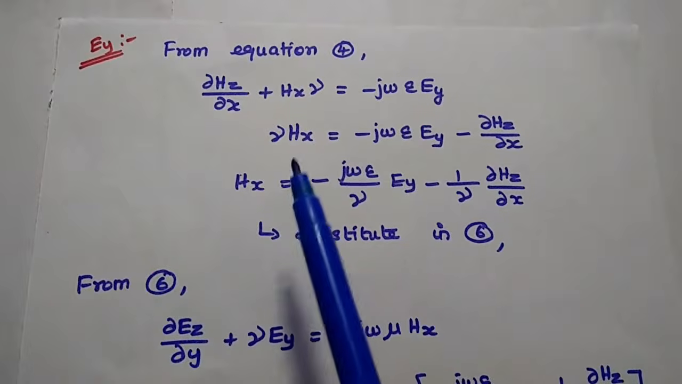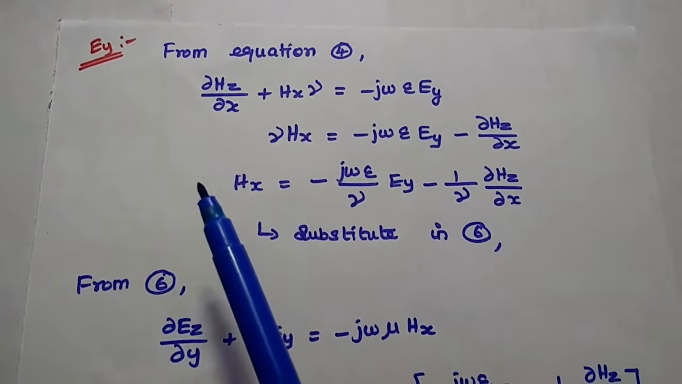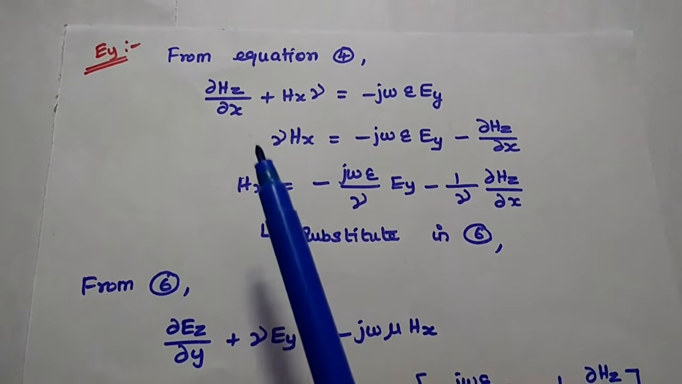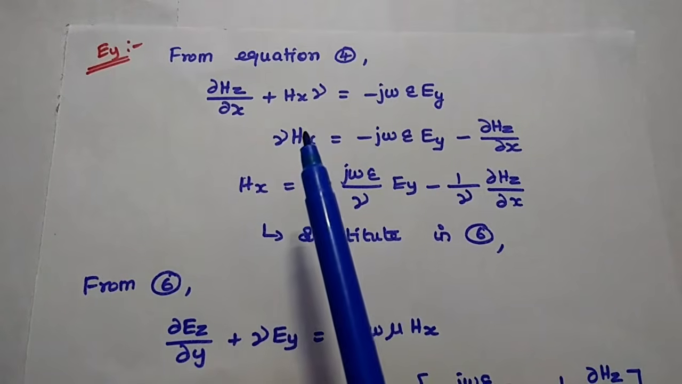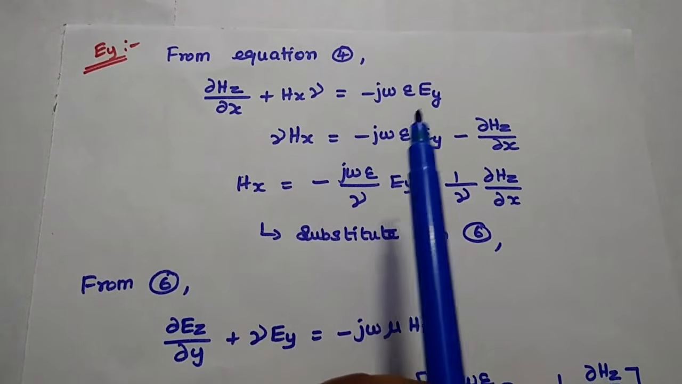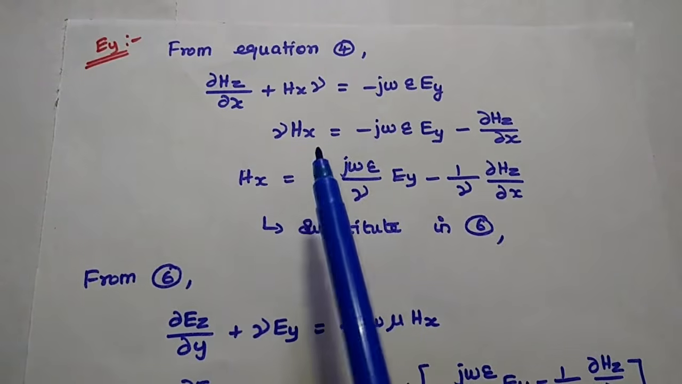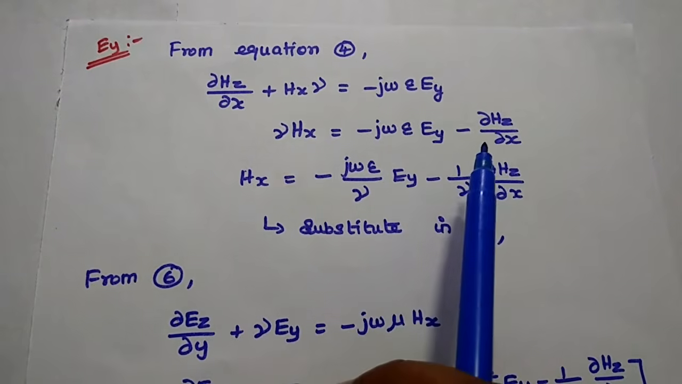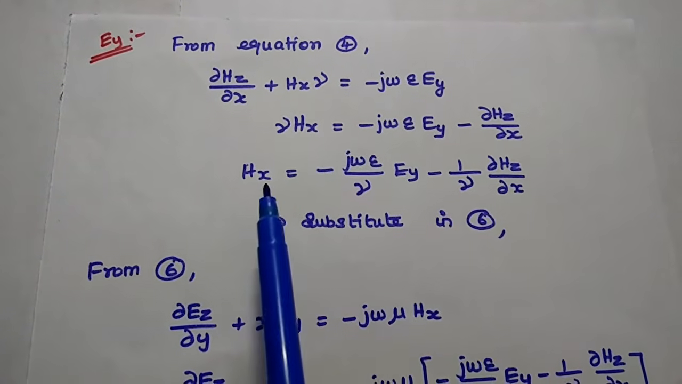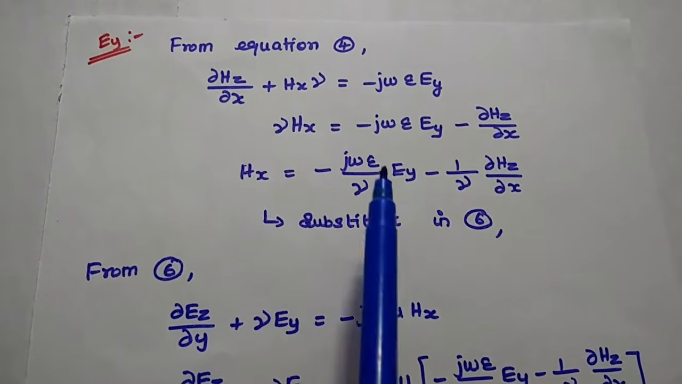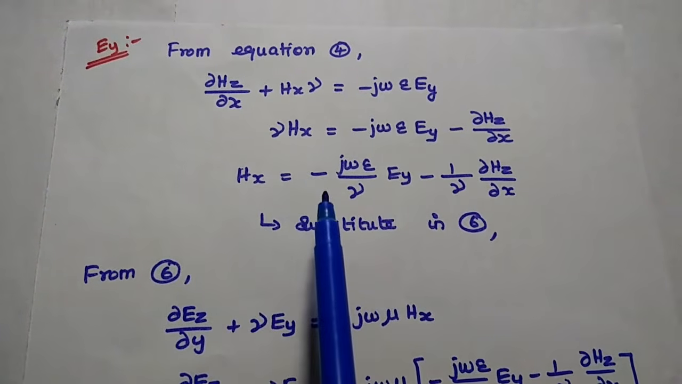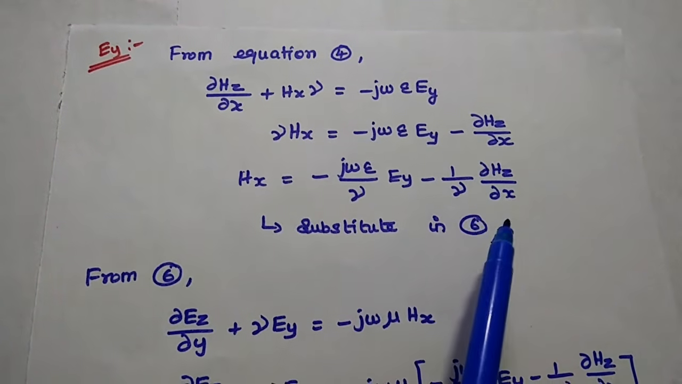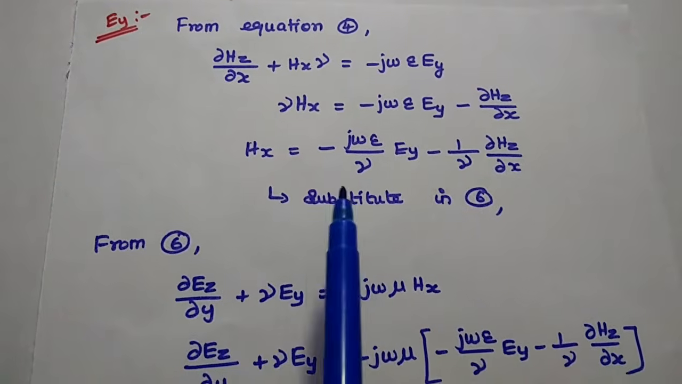Okay. Similarly, we can find the value of the Ey component. For that, we can consider the fourth equation. From this fourth equation, dou Hz by dou x plus gamma Hx is equal to minus j omega epsilon Ey. Here gamma Hx is equal to minus j omega epsilon Ey. This term becomes minus on this side, so minus dou Hz by dou x. Then we can move this gamma to this side as a denominator. Finally, we get Hx is equal to minus j omega epsilon by gamma Ey minus 1 by gamma dou Hz by dou x. Substitute this value in the sixth equation.